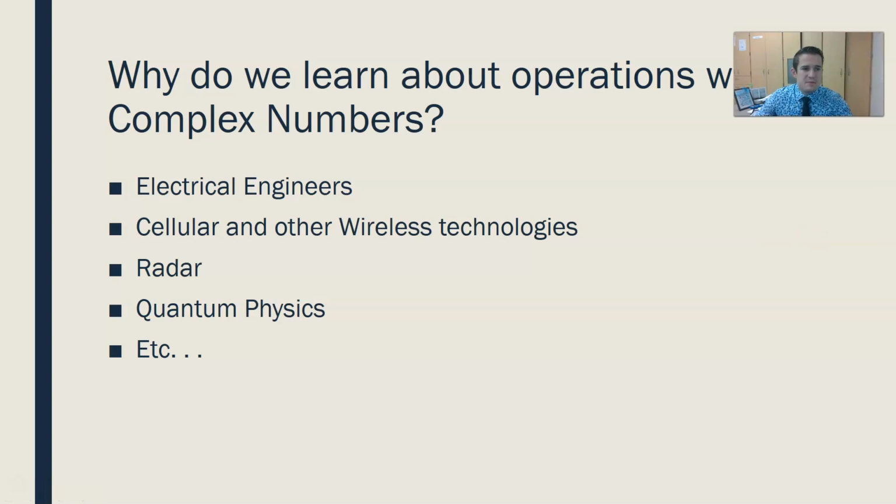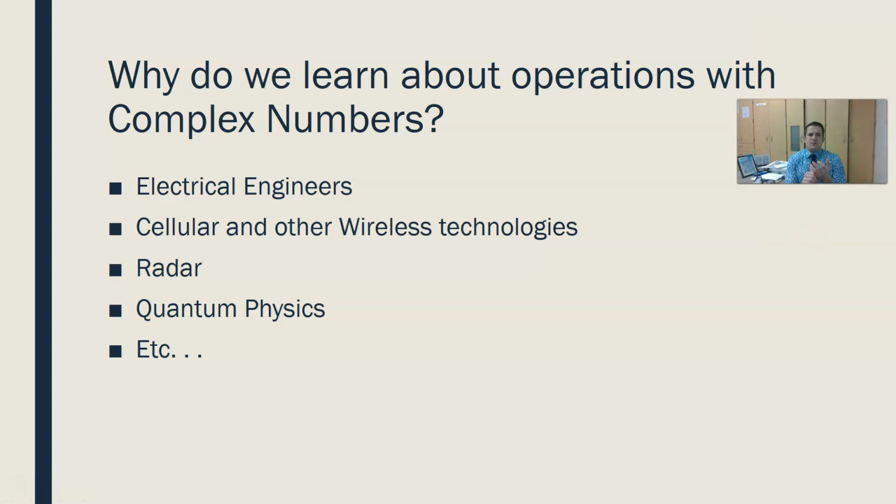So you might be wondering, Mr. Burrell, how random? Why do we talk about complex numbers? Where in the real world would people use complex numbers? Well, some of the applications it has in the professional field, electrical engineers is one of the biggest examples. Electrical engineers have to deal with complex operations in the complex number spectrum a lot. In cellular and wireless technologies, they use complex numbers, with radar, quantum physics, if you're into that, etc.